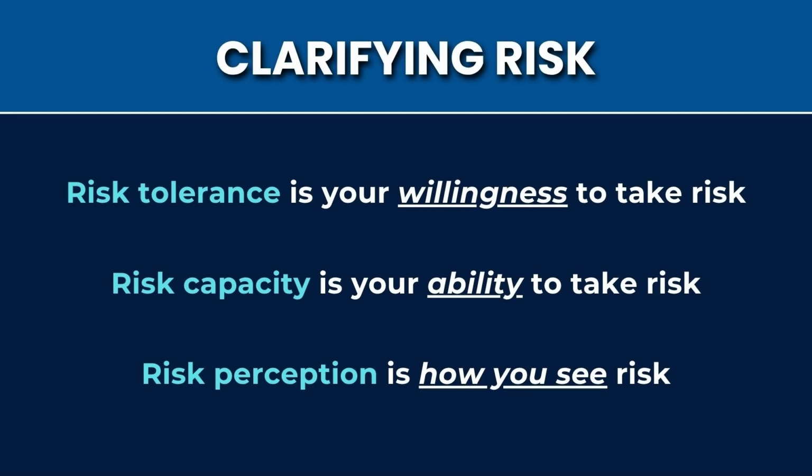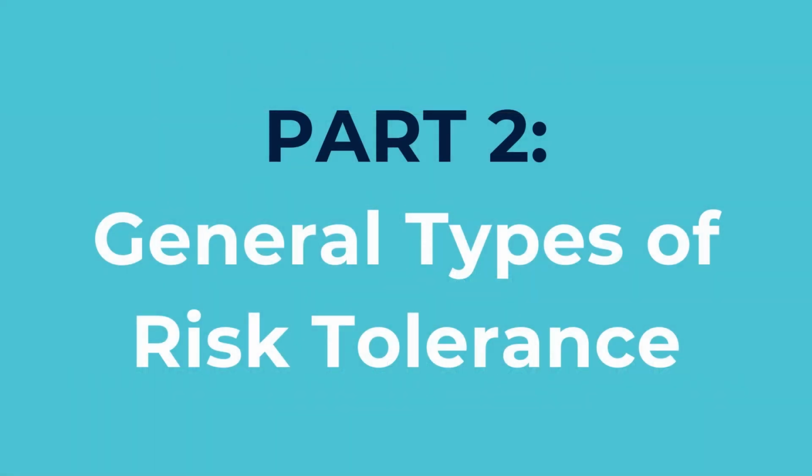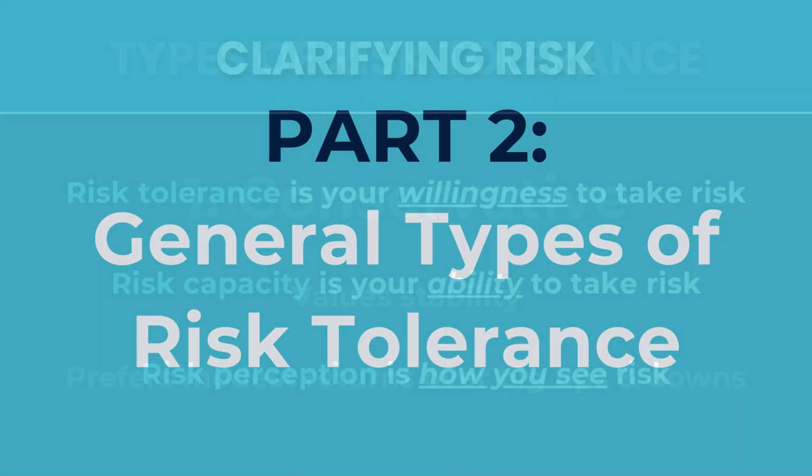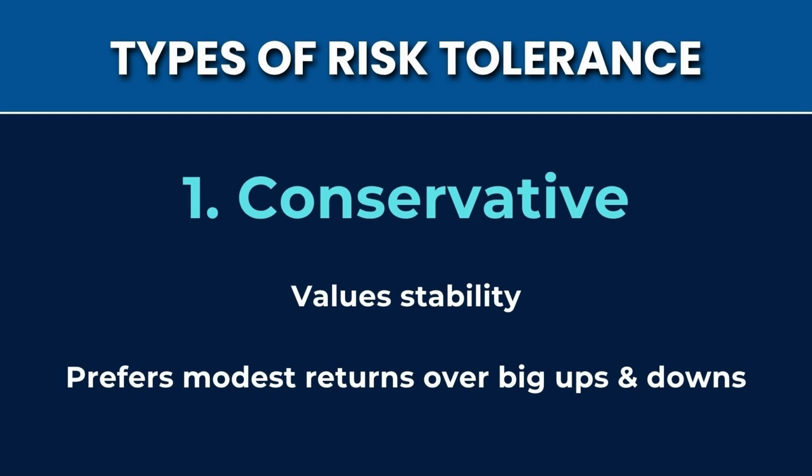So let's go ahead and break down risk into some categories. These are going to be the broad strokes that you've probably heard before, but they definitely will help us frame the discussion. The first level of risk tolerance will be conservative. A conservative risk tolerance will value stability. It will be held by somebody who would rather have modest returns instead of those big ups and downs. But there is a trade-off. Over time, it may lag inflation or fall short of long-term goals if you're too conservative.